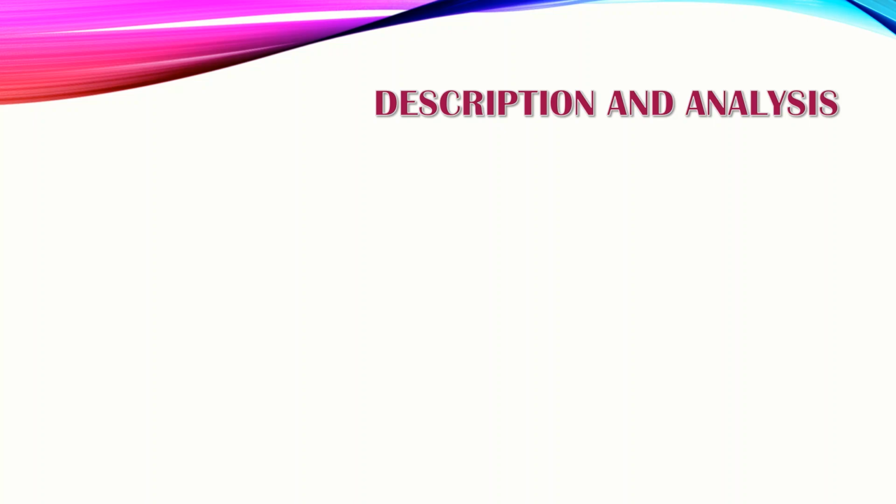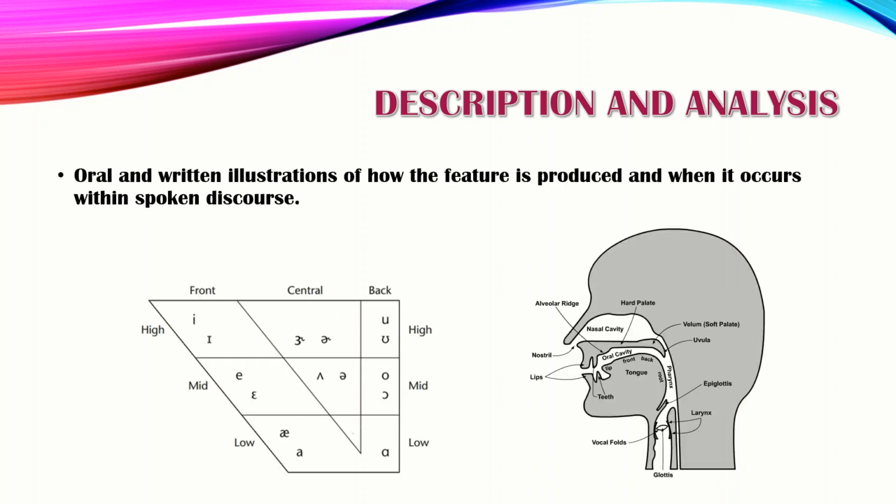When we talk about description and analysis, we refer to oral and written illustrations of how the feature is produced and when it occurs within spoken discourse. In other words, during this stage, teachers have to explain relevant information about the sounds and how to produce them. For example, it could be information about the position of the speech organs when producing these sounds. In this case, some useful tools that teachers can use are the profile or sagittal diagrams of the speech organs, and consonant and vowel charts, like the ones below.